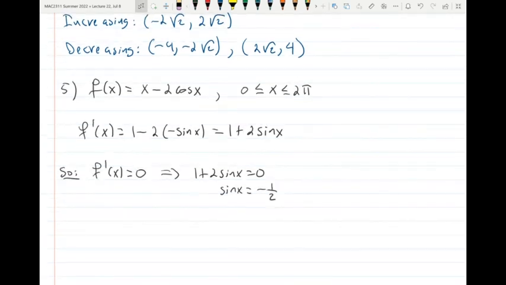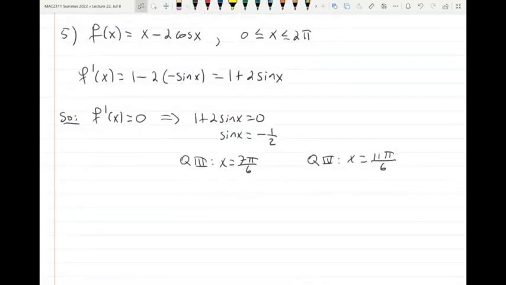And we actually already solved this, right? So we have a solution in quadrant 3, and we have a solution in quadrant 4, namely 7 pi over 6 and 11 pi over 6. We did this problem earlier. We solved this little equation. So let's figure out the sign.